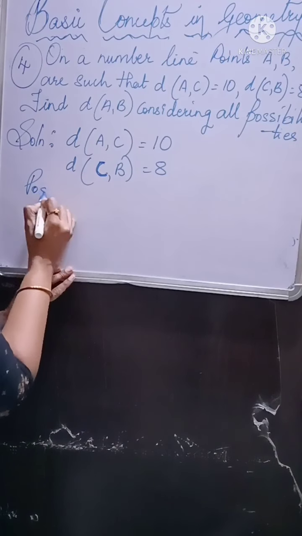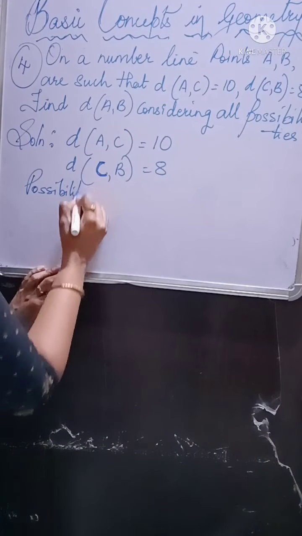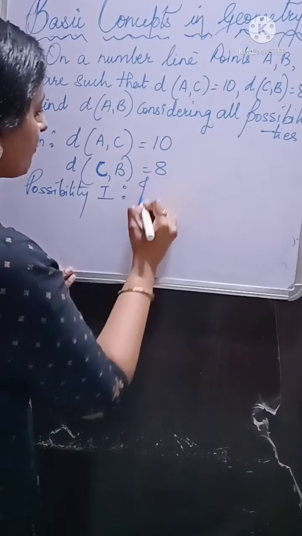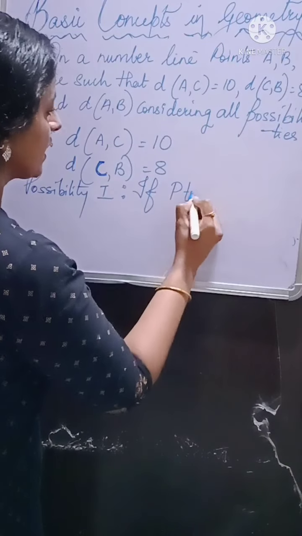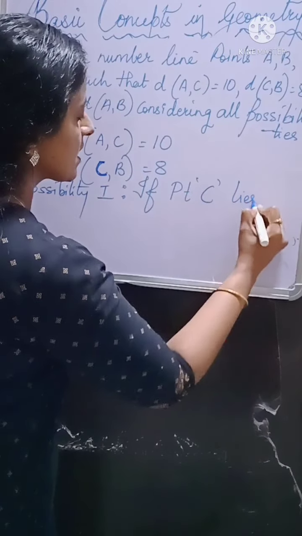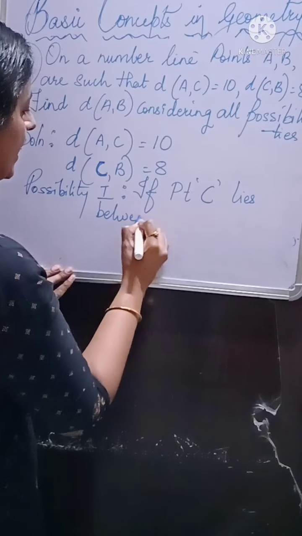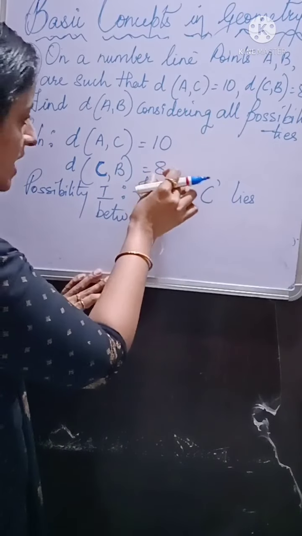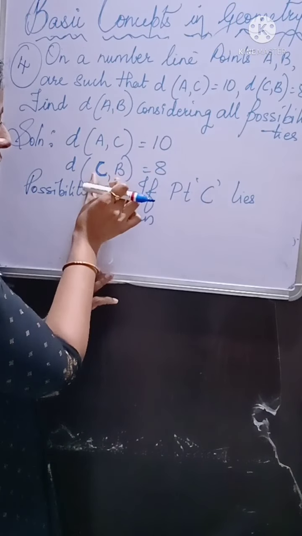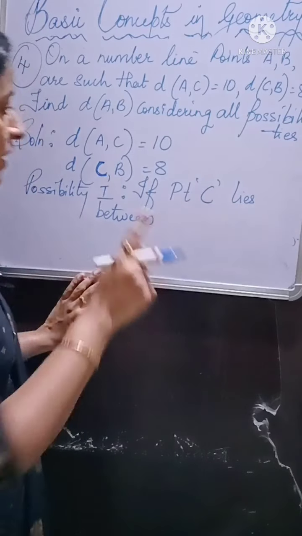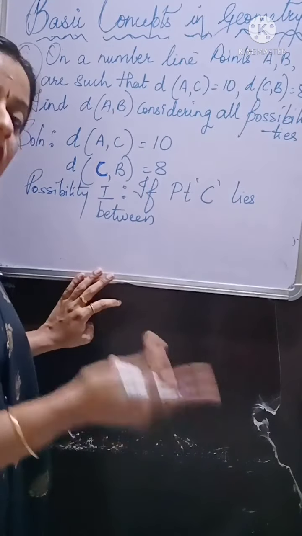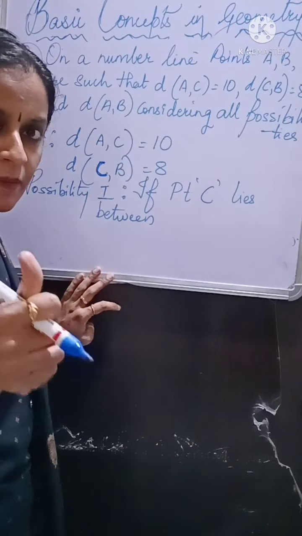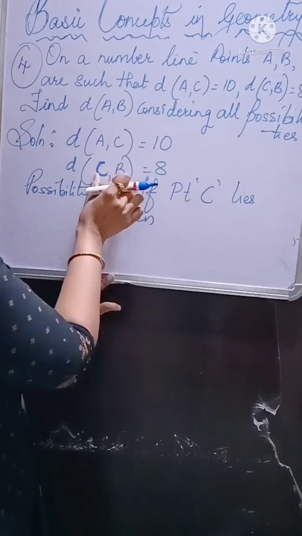So possibility number 1, we will write. If point C lies between, first we will take point C. You will select the smaller number. The smaller number is 8. Which are the two points related to that? C and B. So in the first possibility we will consider C in between. In the second possibility we will consider B in between. Understood? Keep it in mind: the two points of the smaller number.